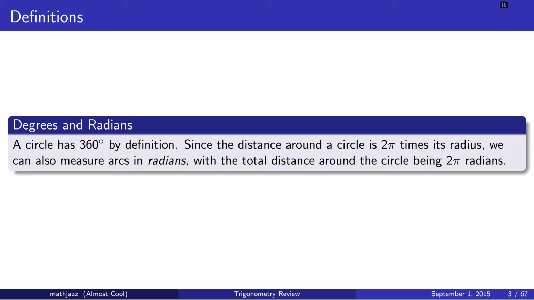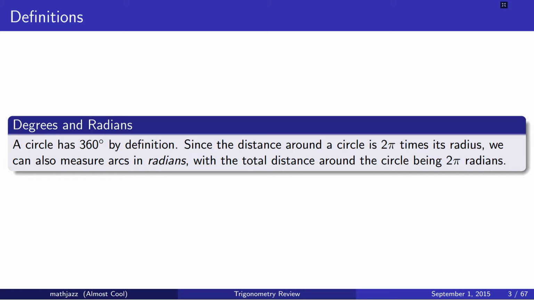The ancient mathematicians, when they were trying to conceive of how we measure angles or how we figure out how big an angle is, decided that they would look at angles as being sections of circles, and they decided that a circle should be 360 degrees around.